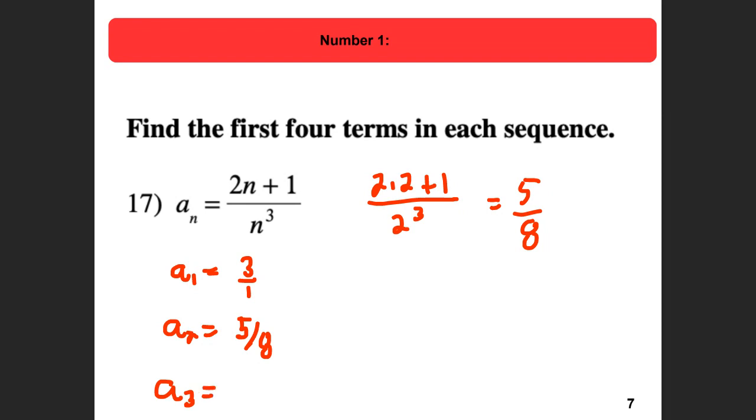What is the third term now? So you plug 3 in. 7 over 27, let's check it out. So I put 3 in here. So that would be 2 times 3 plus 1 over 3 to the third. Well, 2 times 3 is 6 plus 1, that's 7. 3 to the third is 27. Yeah, that's it. So some of your answers are going to be crazy numbers.